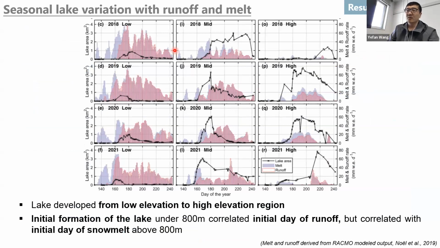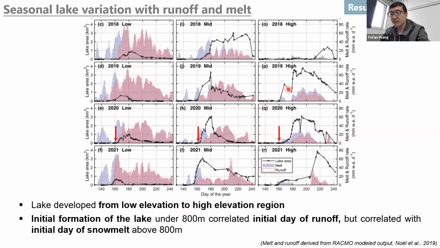And also, we investigate the seasonal lake variations with the runoff and melt, combined with the output of the RACMO model. I take the data for 2018, 2019, and these 4 years as examples. We can see that the lake developed from low elevation to high elevation regions, and these are the lake areas. On the high elevation, it started late.